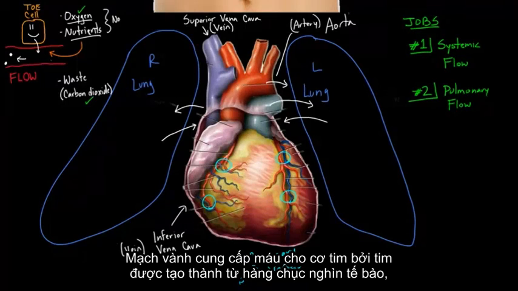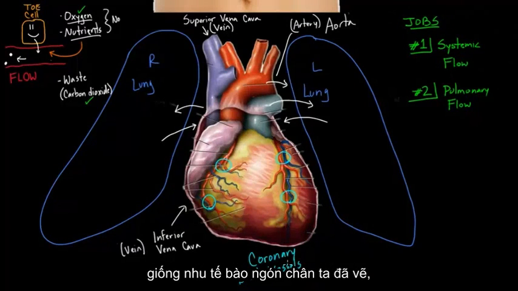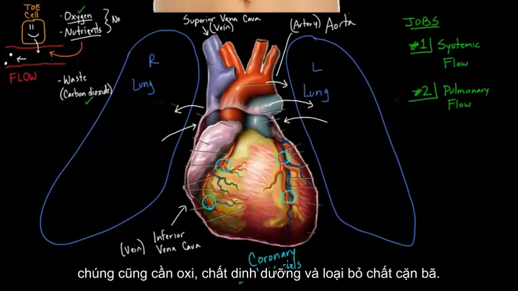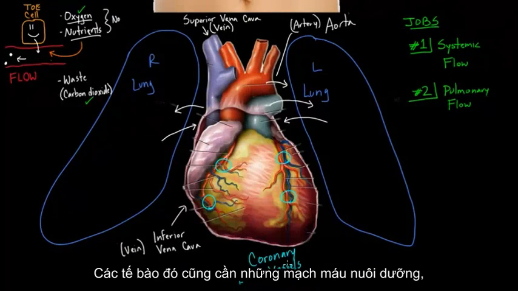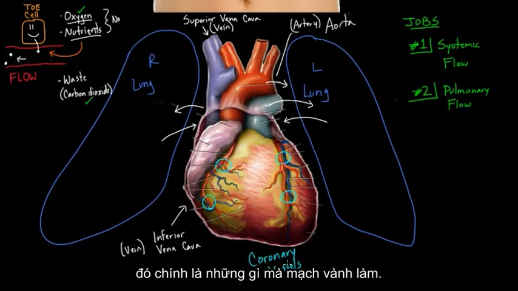So these coronary blood vessels are actually serving the heart muscle itself. I mean, remember, the heart is made up of thousands and thousands of cells. And those cells, just like our toe cell that we drew out in the corner, also need oxygen, nutrients, and have waste. So those cells are going to need blood vessels supplying them as well. And so that's what the coronary blood vessels are. They're literally the blood vessels that go to and serve the heart. So these are the ones that serve the heart.